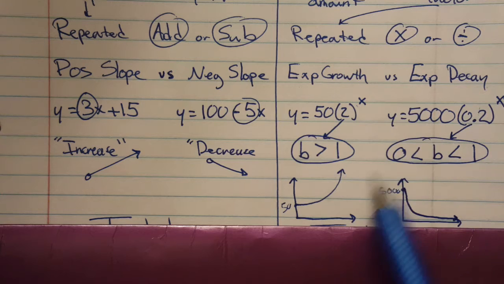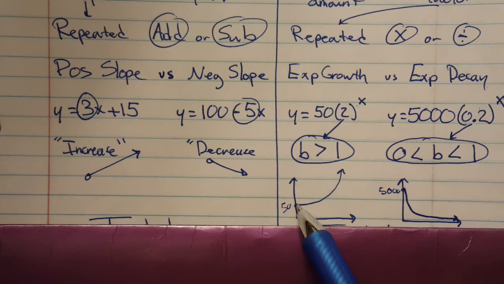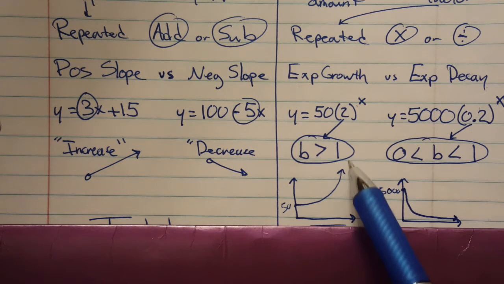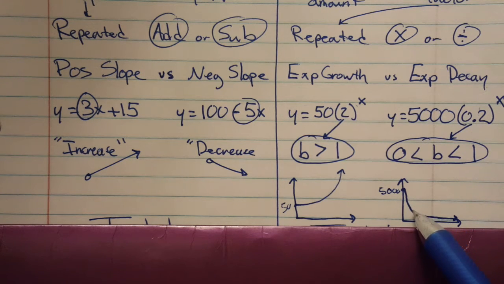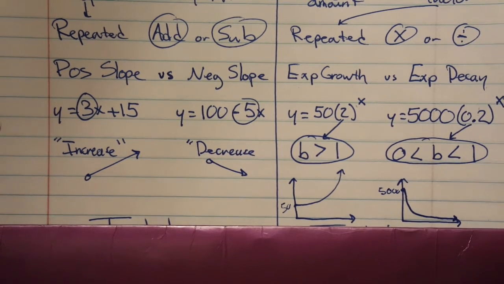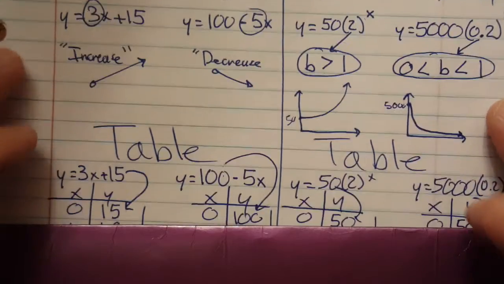The basic look of their graphs, this one would start at 50 and then it would double, double, double, and it was going to get out of control really fast. 5,000 times 0.2 is going to shrink really quick, and then it's going to kind of slow down. So this is kind of the basic look of their graphs. Exponential growth, exponential decay. All right, let's slide on up to what the tables look like.